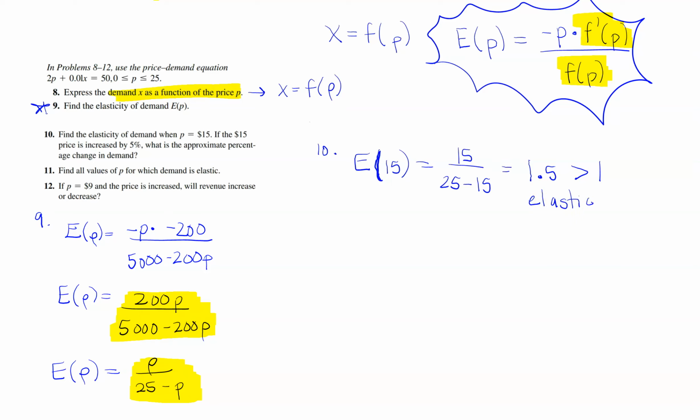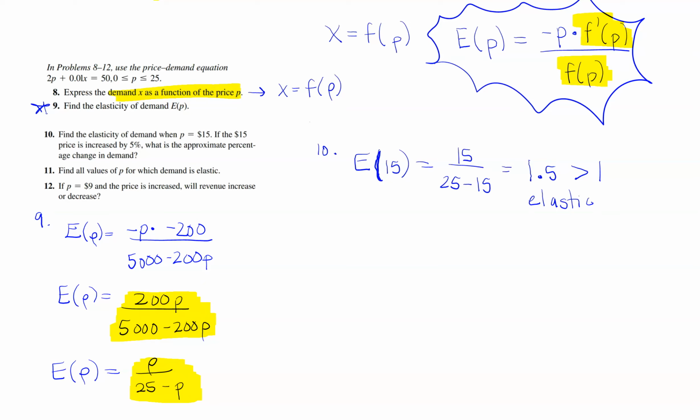In an elastic situation, that means that our price increases or decreases have a big effect on demand increases or decreases. It's a more volatile situation. We say that demand is very responsive to price. So a little change in price has a huge impact on demand. So let's see what the next part of the question says.